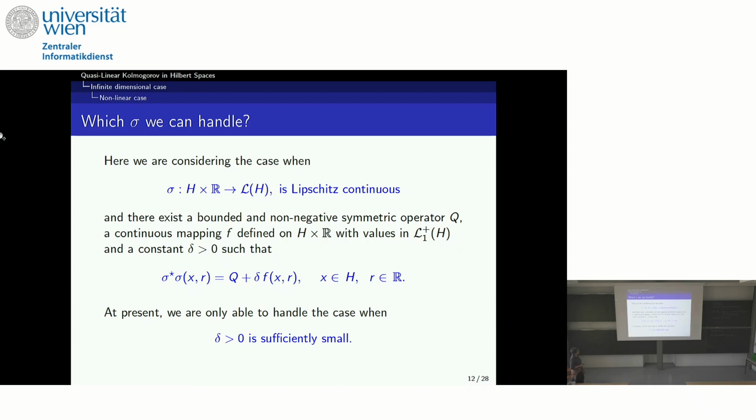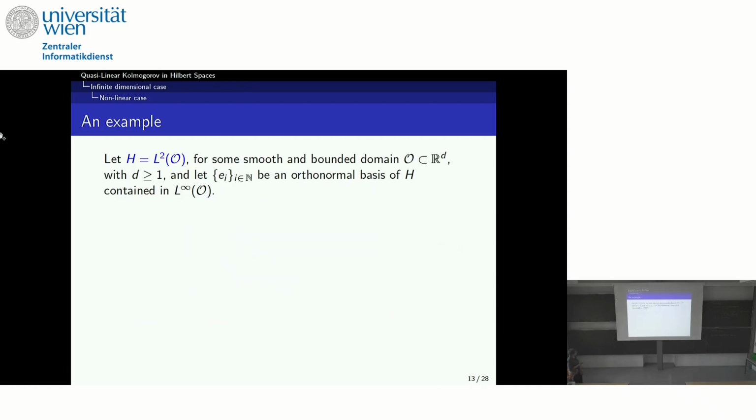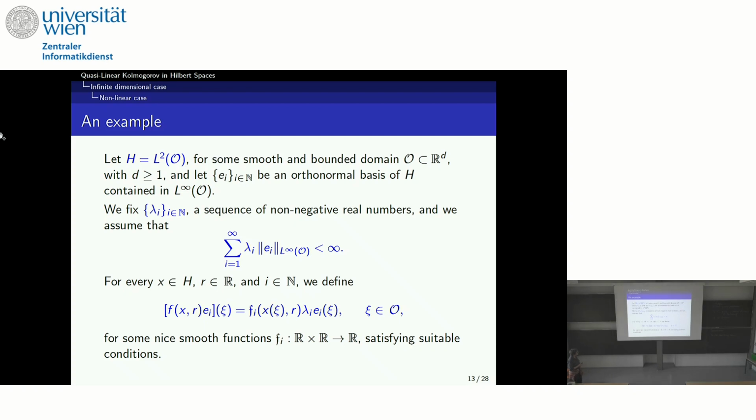Okay, so for the moment, we are able to handle only the case where delta is sufficiently small. Our idea, of course, would be to remove this condition, but for the moment, we are not able to do that. Okay, so just an example that fulfills my hypothesis. If you take as H the space of L2 functions defined on a smooth bounded domain, and you take an orthonormal basis that is contained in L infinity, and then you introduce some lambda i, and if this condition is verified, then you can define your F on the direction of the orthonormal basis, introducing some f_i that are regular, smooth, times lambda i and the basis here. So this is a typical object that we can enter.